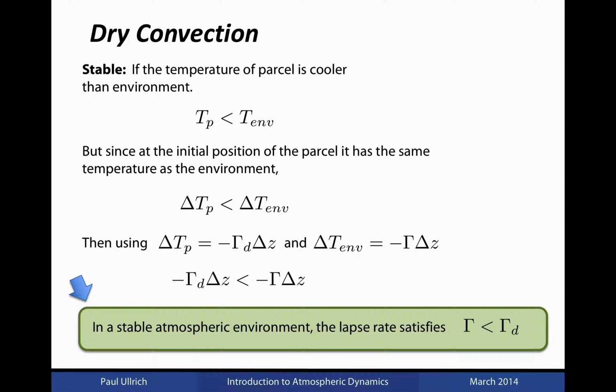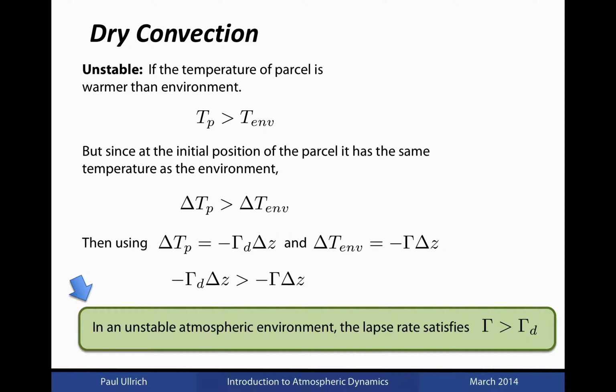In an unstable environment, a fluid parcel that is adjusted upwards will find itself warmer than the surrounding environment and consequently will continue to rise. Since the initial position of the fluid parcel is the same temperature as the environment, this again implies that the change in temperature of the fluid parcel must be greater than that of the change in temperature of the surrounding environment. Substituting in our changes in temperature in terms of the corresponding lapse rates then allows us to obtain an expression for an unstable atmospheric environment.